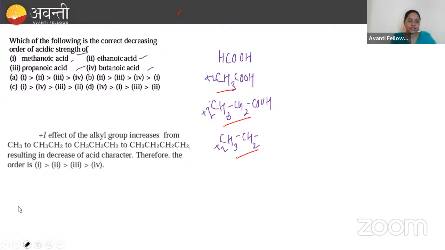I have written it in the answer also here. You can see there is an increase of this much group here. The more the plus I effect, the lower the acidity. That's why option A will be the correct answer, right? Very good, Ayush. Next problem.